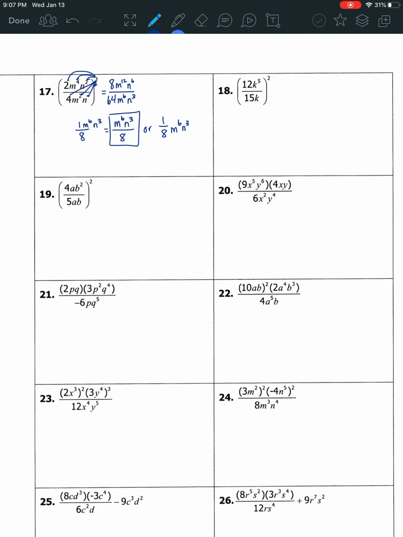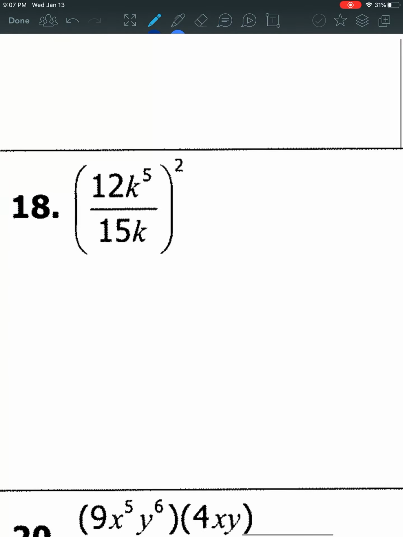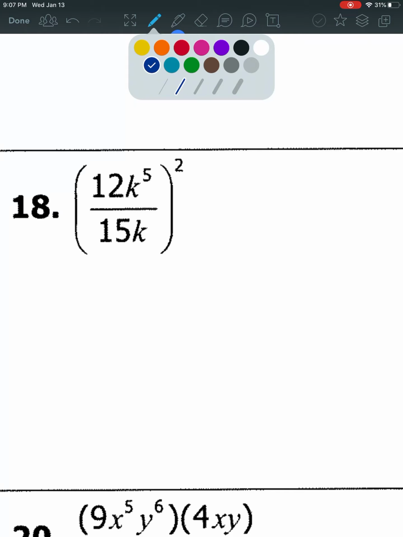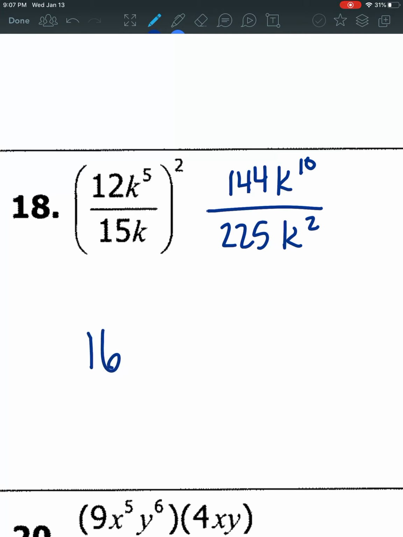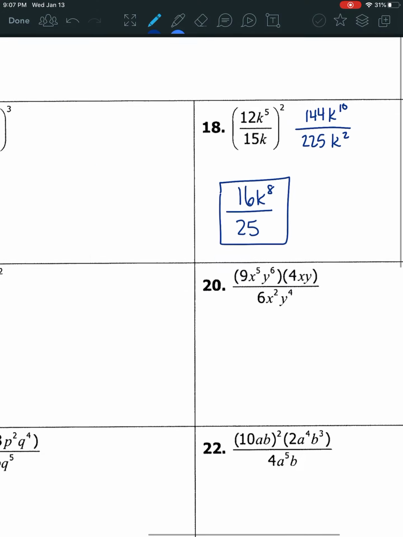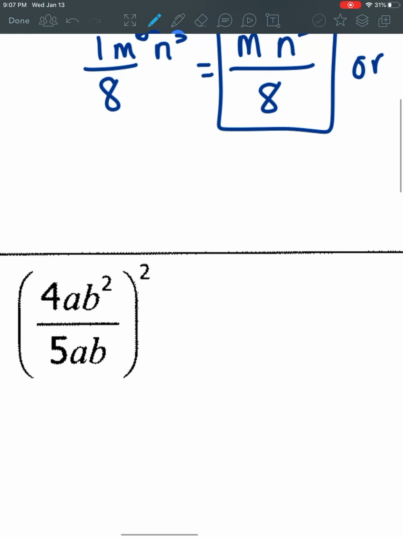All right, I'm not going to have you do all of these because it gets pretty in-depth. If you want to use them as examples, awesome. Why don't you try out these 3, 18, 19, and 20 on your own and see if you can distribute that exponent. So 12 squared, we'd get 144 and k to the 10th. Then 15 squared, we get 225 and k squared. Simplify that fraction. You end up getting 16 over 25, and then the k to the 8th is on the top.